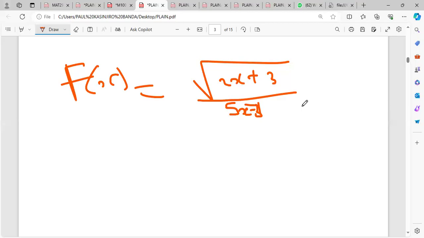Whenever we are finding the horizontal asymptote, if the power of x in the numerator is less than the power of x in the denominator, then our horizontal asymptote will always be 0. That's what we said, because this guy on top is the same as writing 2x plus 3 to the power half.